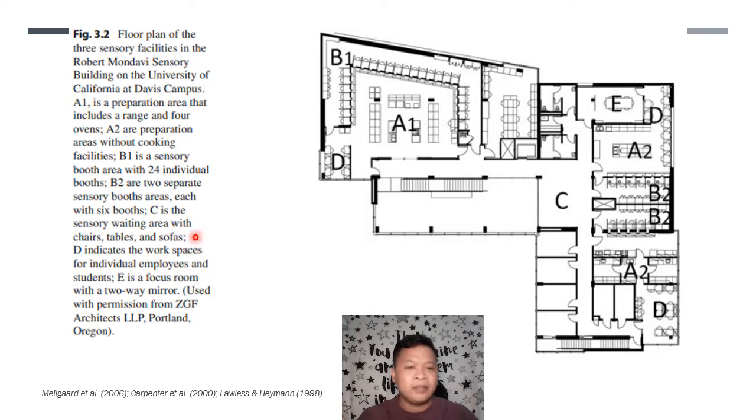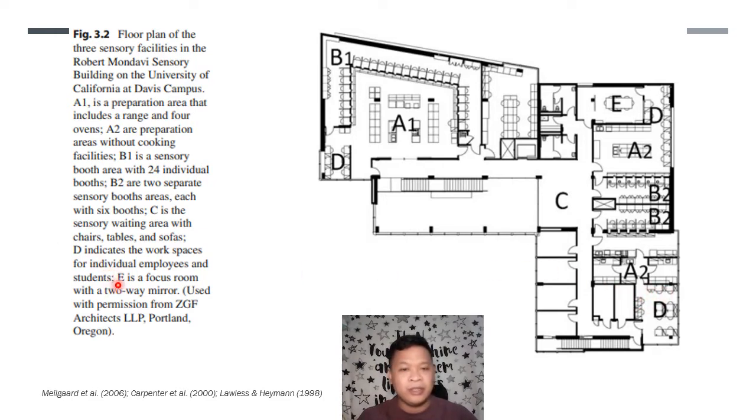And in C, we have a sensory waiting area, like a lounge of sorts, for those panelists who are waiting for a vacant seat to be able to test the samples. And then there are individual workspaces for employees or students. So this may be used for, let's say, planning purposes, or if you're analyzing the data that you've obtained from the booth.